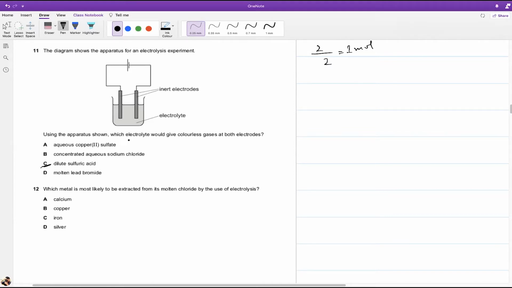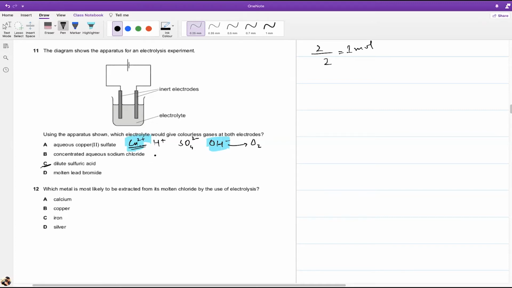If I have copper 2 sulfate aqueous, there is copper ion, hydrogen ion, sulfate ion, and hydroxide ion. Copper is less reactive, it will discharge. Hydroxide is less reactive, it will discharge. So I won't get colorless gases on both. I will get oxygen on one, and it will be visible. The other will give pink copper, which will also be visible. What happens to the pH in this case? H positive is increasing, OH minus is decreasing, so pH will decrease. Because the more H positive you have, the lower the pH. The OH is being used up, so you're left with the H positive. So there is going to be a decrease in pH.